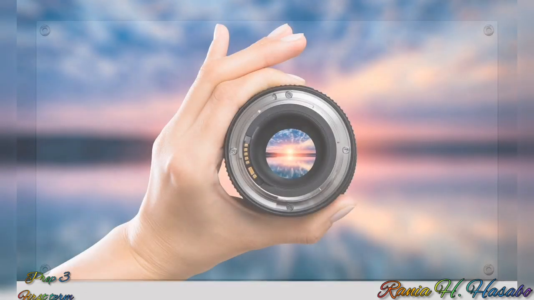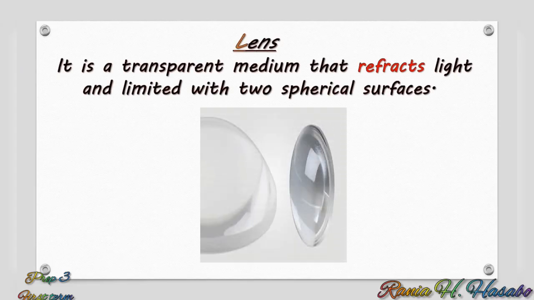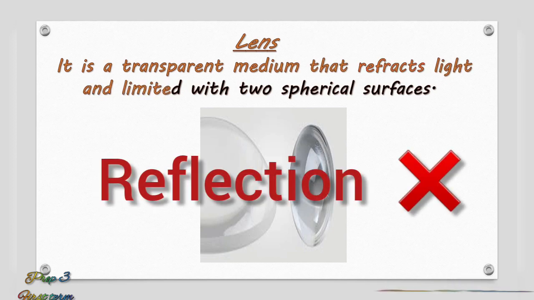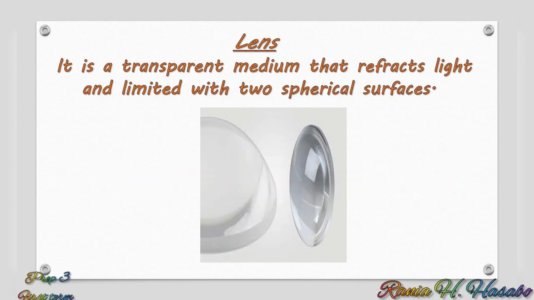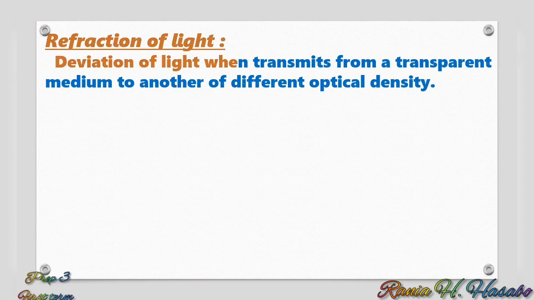There is a great similarity and also differences between lenses and the mirror. But now, let's start to know what's meant by lenses. It is a transparent media that refracts, not reflects. Yes, it is a transparent media that refracts the light and limited with two spherical surfaces. Refraction of light: deviation of light when transmitted from a transparent medium to another of different optical density.